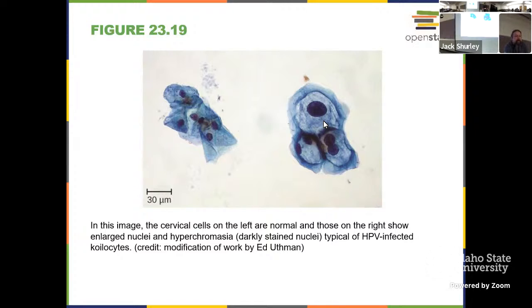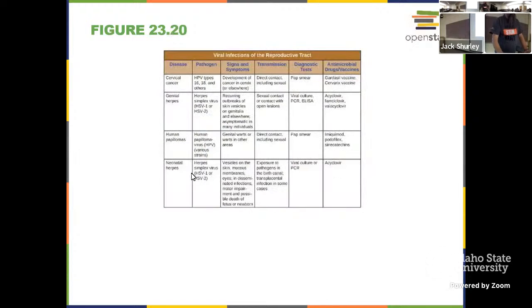So these cells over here are infected with HPV, and the normals are not, right? And this image, looking at these cervical cells, would be what they would be evaluating as the result of a pap smear, to evaluate these cells and see if there are some potentials for issues. And that, like I said, can set the stage for cervical cancer, which is at the top of our list up here.